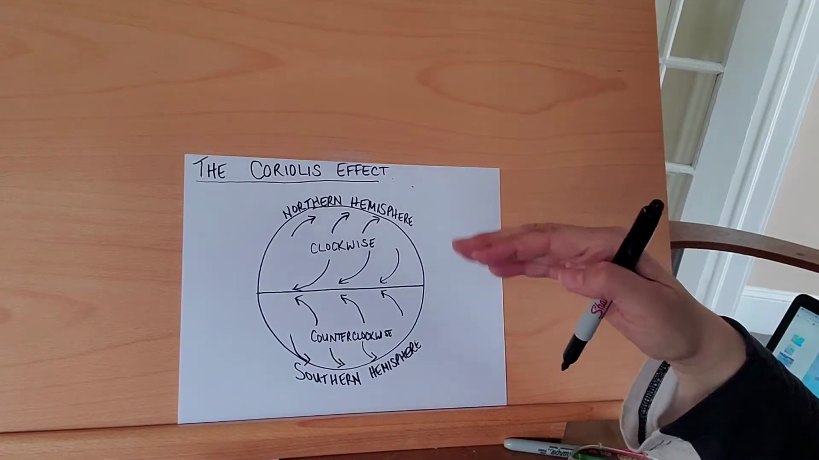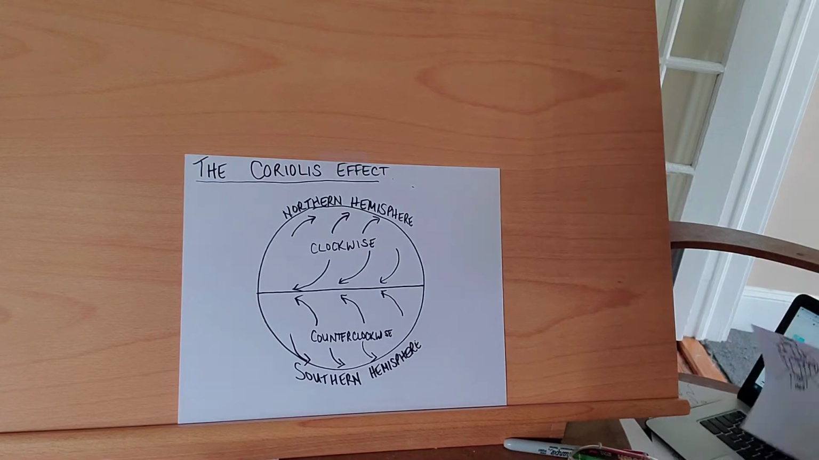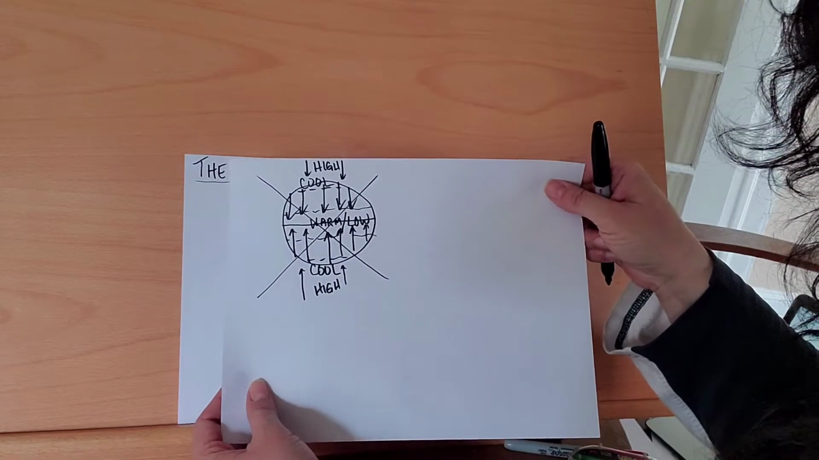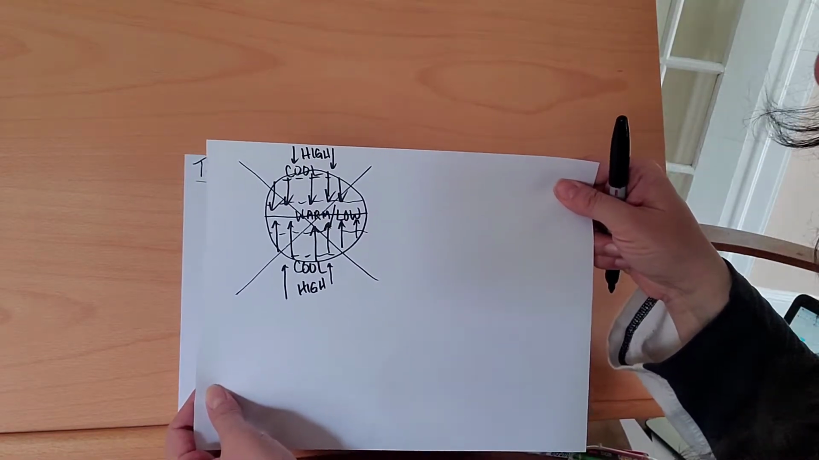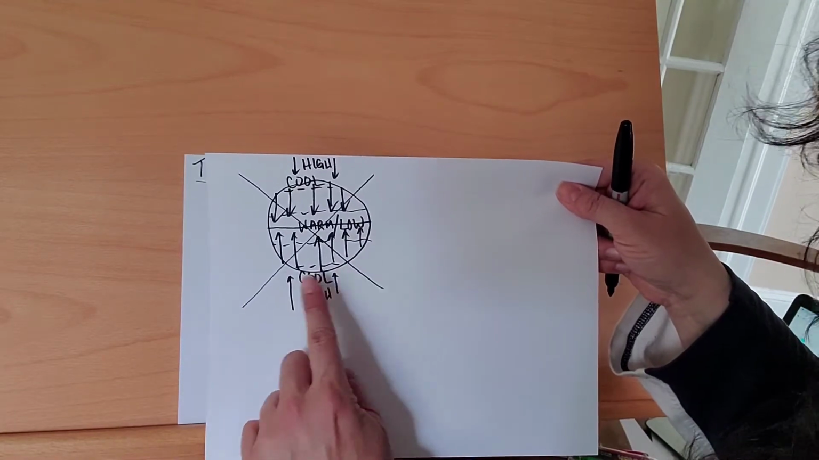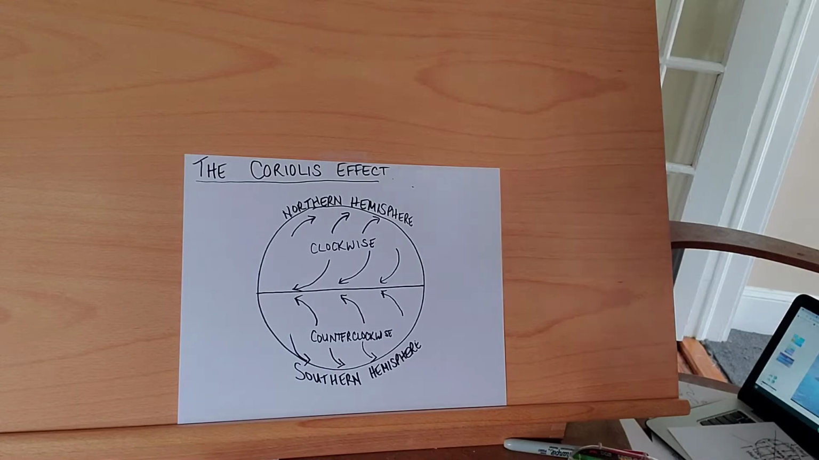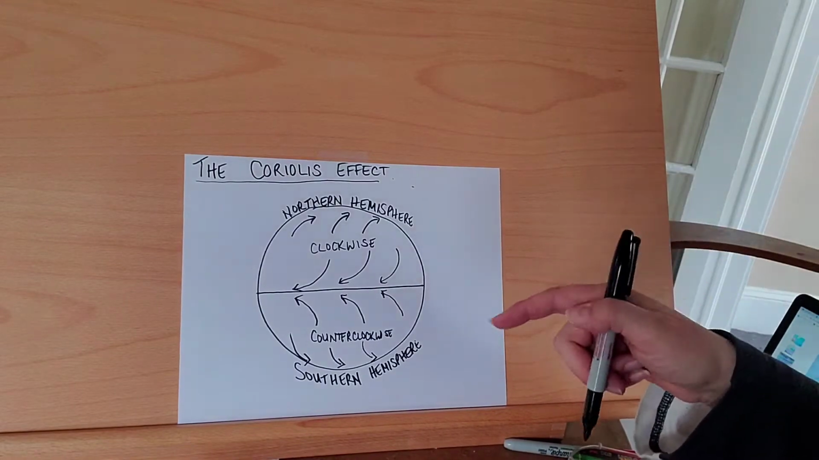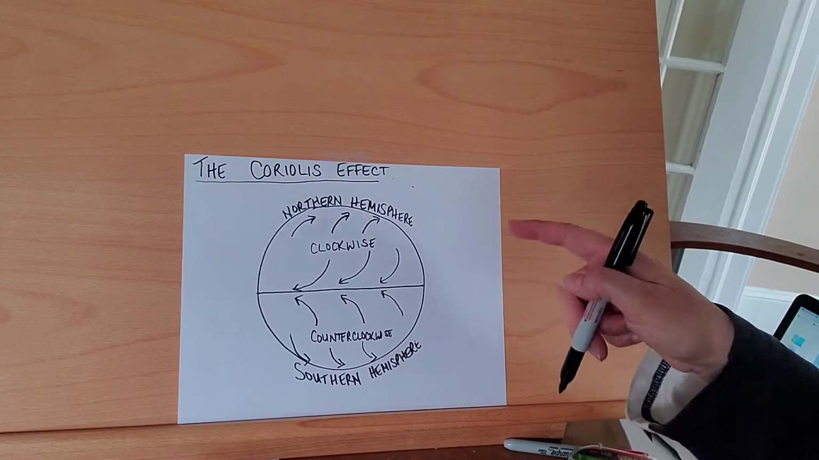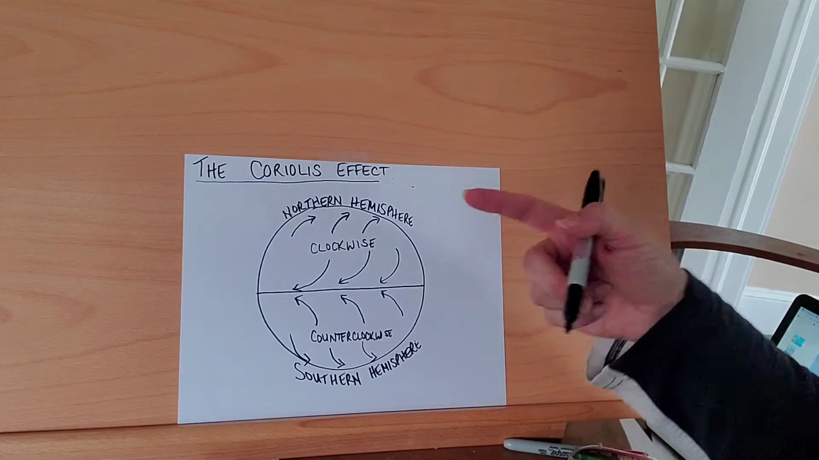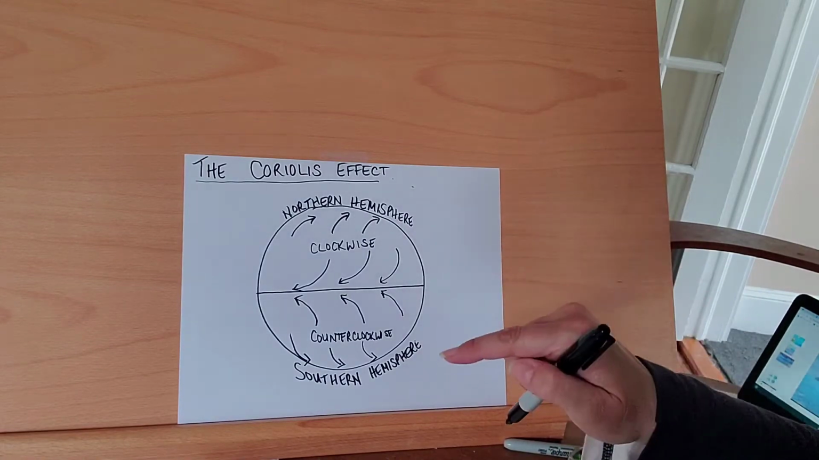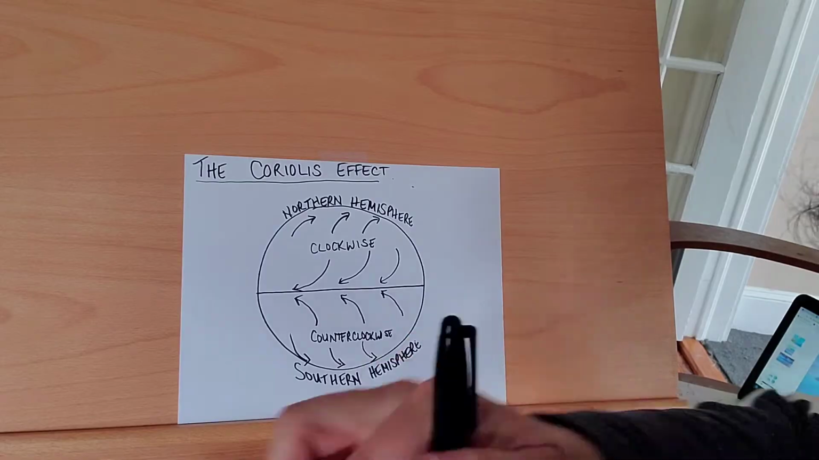And that's what happens. So rather than going in straight lines like this from the poles to the equator, because the Earth is rotating counterclockwise, it puts a spin on the wind. And the wind circulates clockwise in the north, counterclockwise in the south.